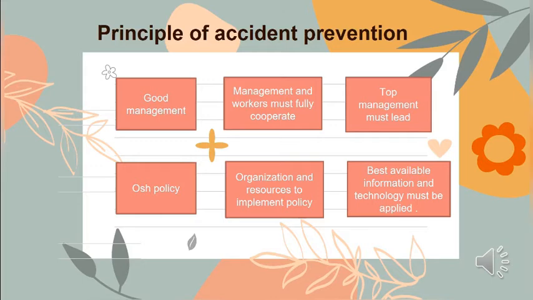There is no way to completely eliminate accidents, but there are certain plans, preparation, and action that can be taken to reduce them through accident prevention. Accident prevention is all about good management. Top management must lead the workers to fully cooperate. Next, they also must have an OSH policy and organization to implement policy. Lastly, best available information and technology must be applied.